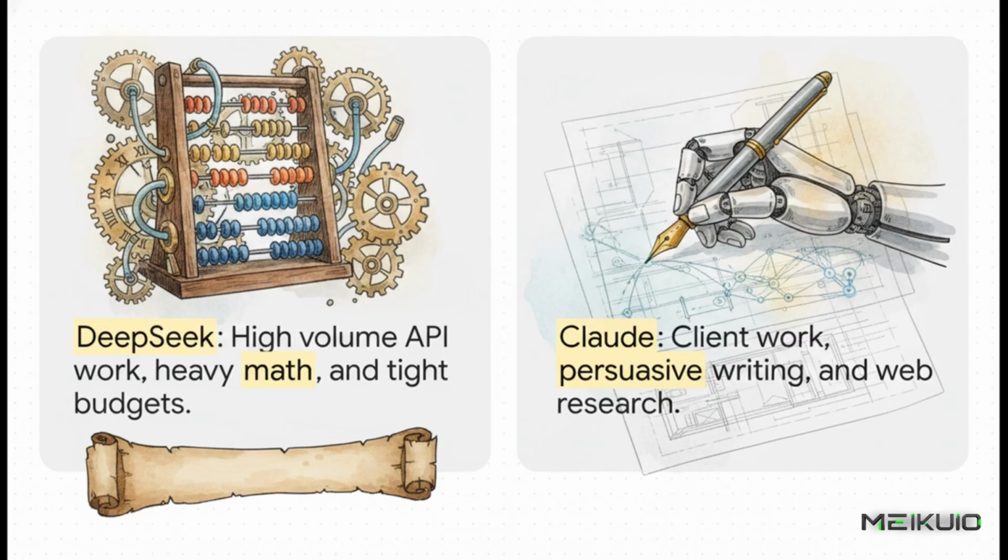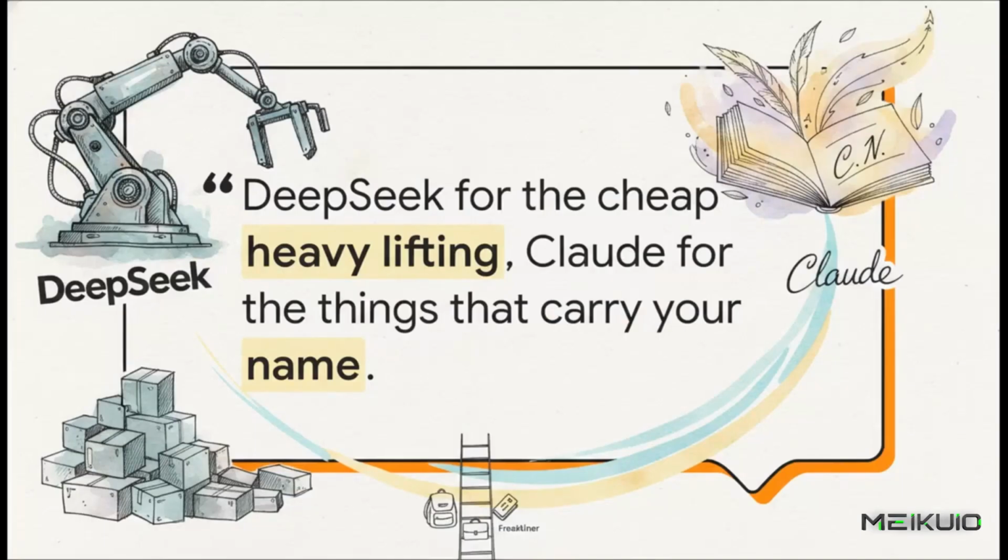It's the ultimate mathematician. But reach for Claude when you're doing client work, drafting persuasive copy, engineering complex multi-file code, or doing anything that requires up-to-date web research. It's the careful engineer and the human-sounding writer. I love this quote. DeepSeek for the cheap heavy lifting, Claude for the things that carry your name. That perfectly summarizes the takeaway here. Switching back and forth between both tools isn't a cop-out at all. Honestly, it's the smartest tactical move a freelancer, founder, or student can make right now. Let the models do what they're respectively best at.